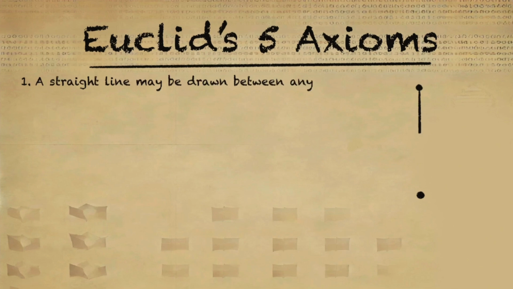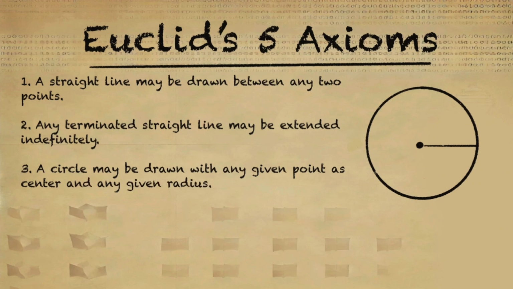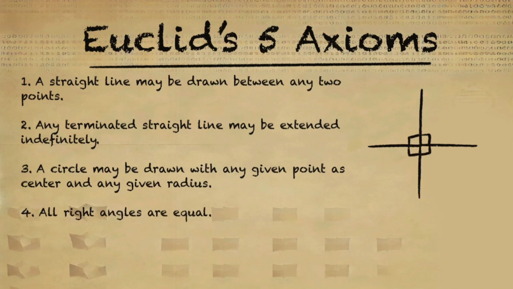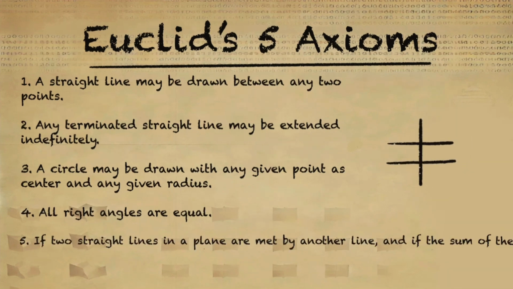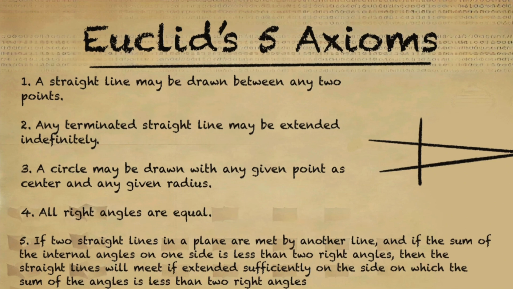1. A straight line may be drawn between any 2 points. 2. Any terminated straight line may be extended indefinitely. 3. A circle may be drawn with any given point as a center and any given radius. And 4. All right angles are equal. The 5th axiom is a different sort of statement. If 2 straight lines in a plane are met by another line, and if the sum of the internal angles on one side is less than the 2 right angles, then the straight lines will meet, if extended sufficiently, on the side on which the sum of the angles is less than the 2 right angles.